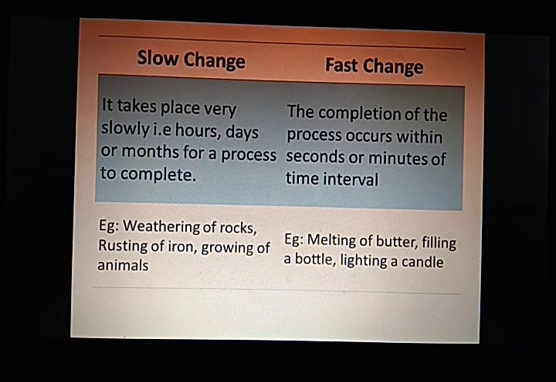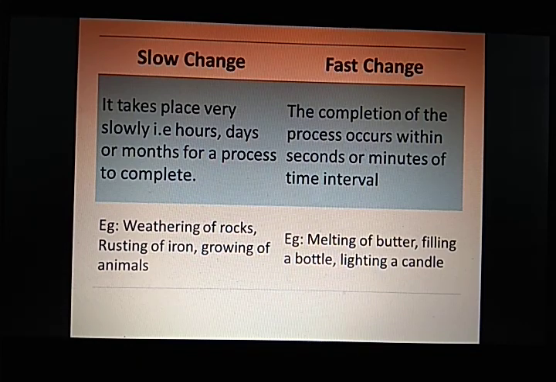And fast change example, melting of butter. How much time does it take for butter to melt? Does it take hours to melt butter? No, definitely. If you're having a container, let's consider 50 kgs of butter, and if you say, sir, 50 kgs of butter will take half an hour or maybe 1 hour, and you have kept the flame low or the temperature very less, then definitely it will not only take hours, it will take days. So the completion of the process of melting of butter is a fast change.